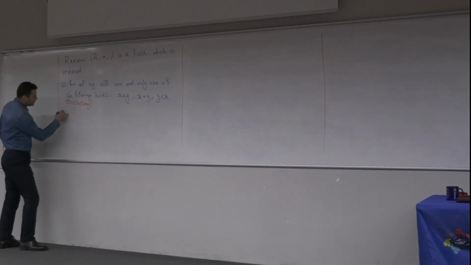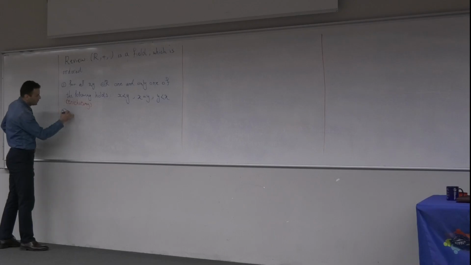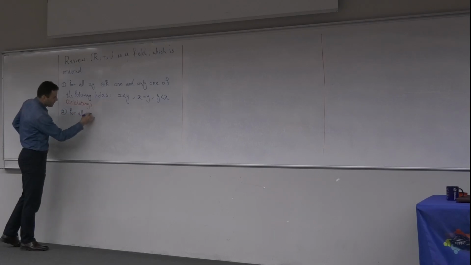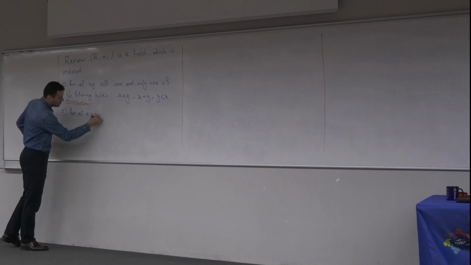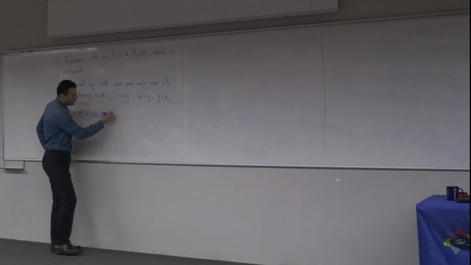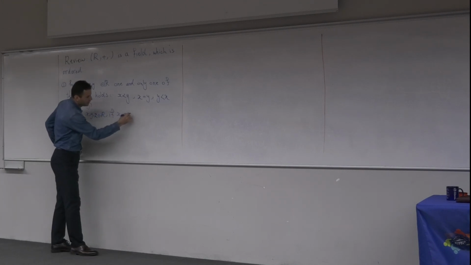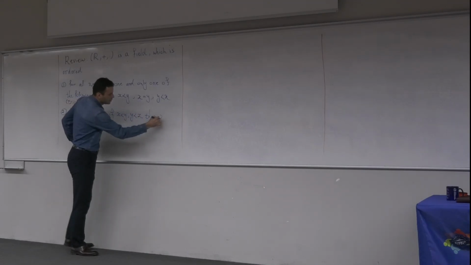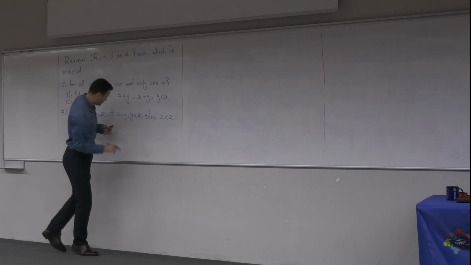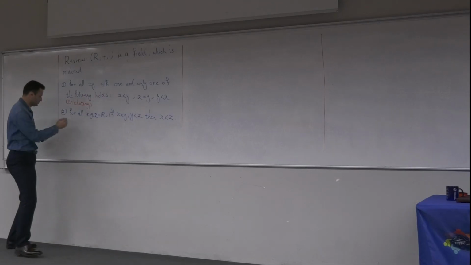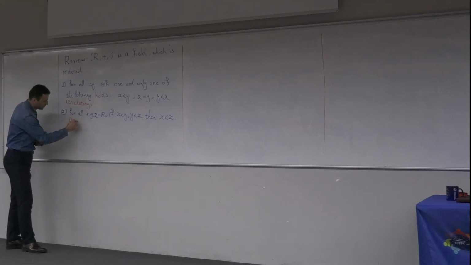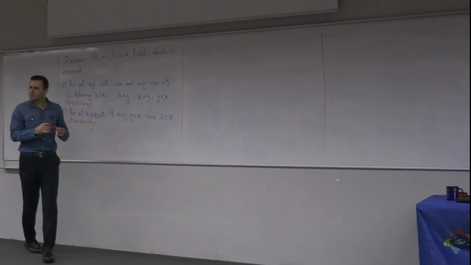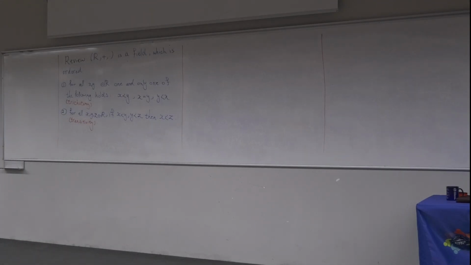The second thing is that, now for all x, y, z in R, if x is less than y is less than z, then x is less than z. This is called transitivity. Transitivity. What do we mean by this? What is the meaning of this?